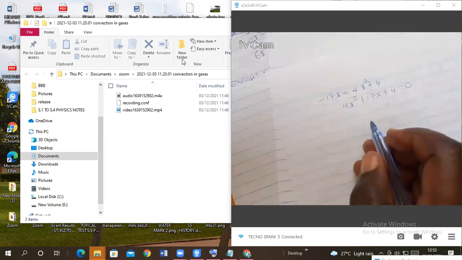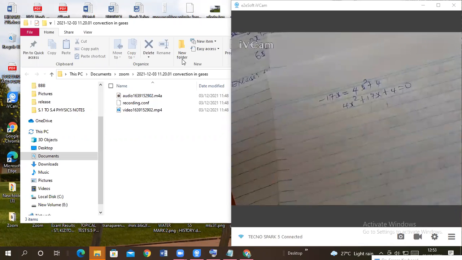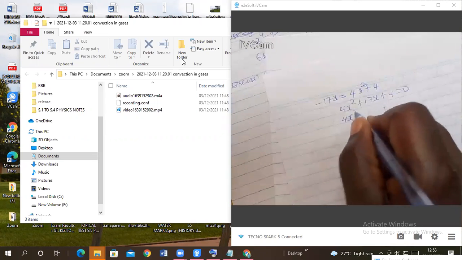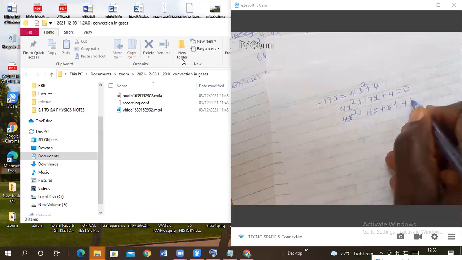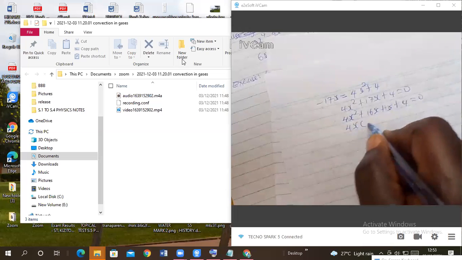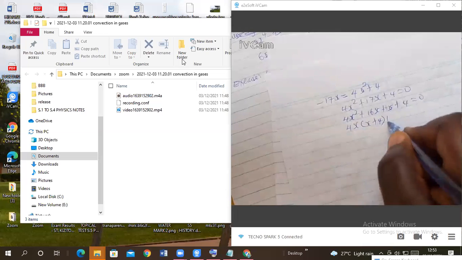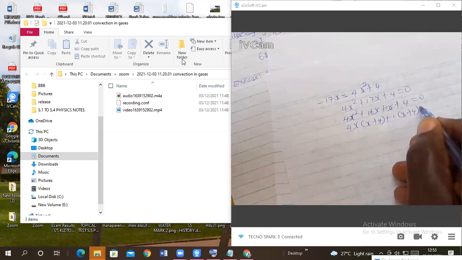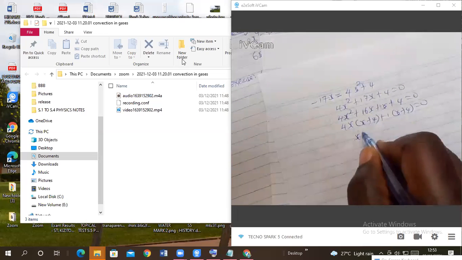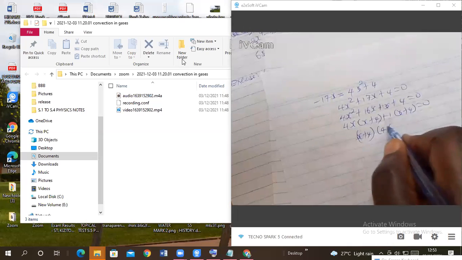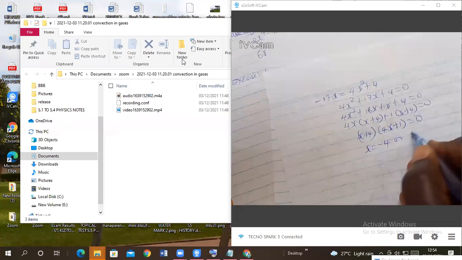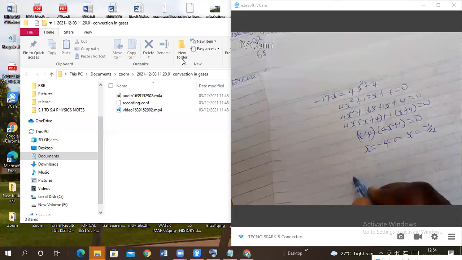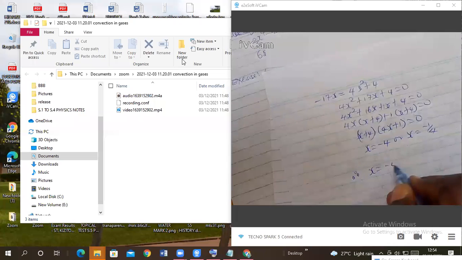What are the factors here? 1 and 16. So we have 4x squared plus 16x plus 1x plus 4 is equal to 0. So we have 4x into x plus 4 plus 1 into x plus 4 is equal to 0. And your x plus 4 multiplies 4x plus 1, and the product is 0. So x is negative 4 or x is negative a quarter. So these are the only values of x.